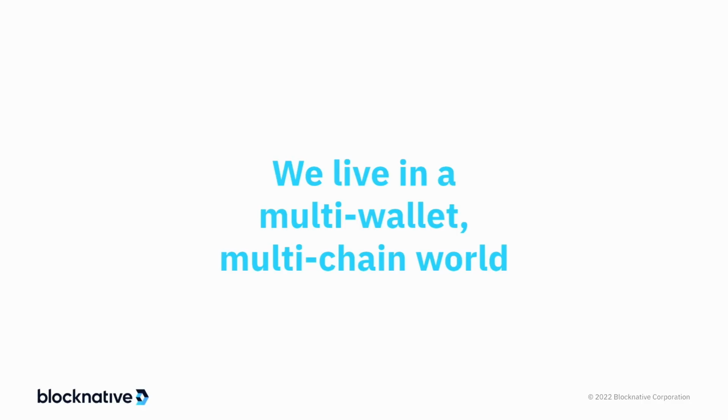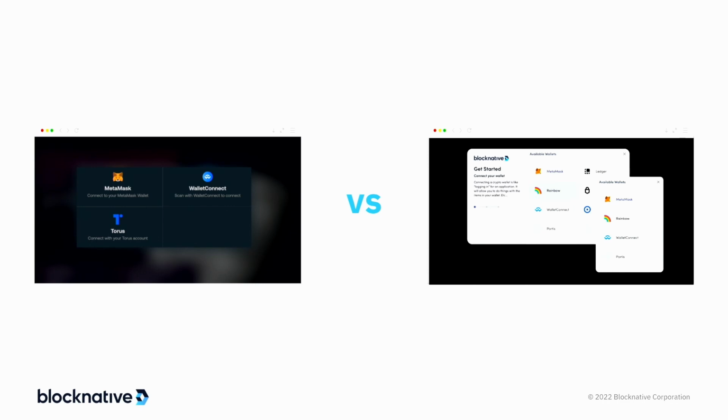So we live in this multi-wallet, multi-chain world, and increasingly this landscape has new wallets popping up, new chains popping up, right? We want to make sure that your users can access their preferred wallets on their preferred networks. But this can be challenging as developers. Maybe some of you have experienced these challenges before. Here's an example of a dApp where on the left-hand side you have 3 options of wallets, and on the right-hand side 35 different wallets.